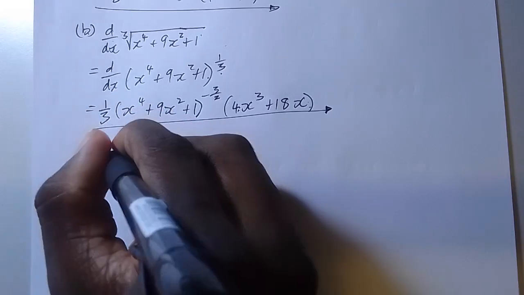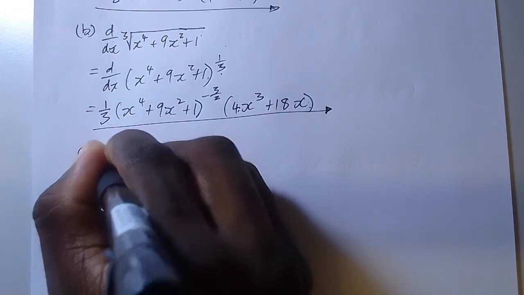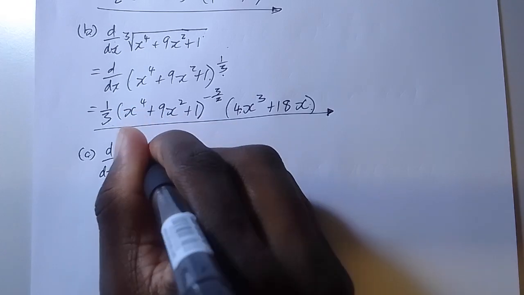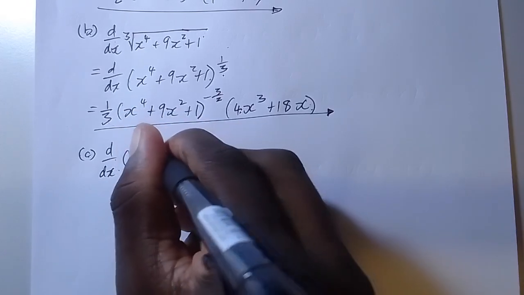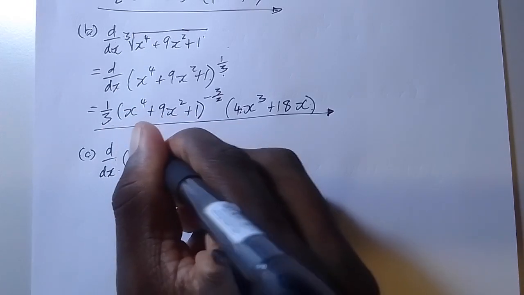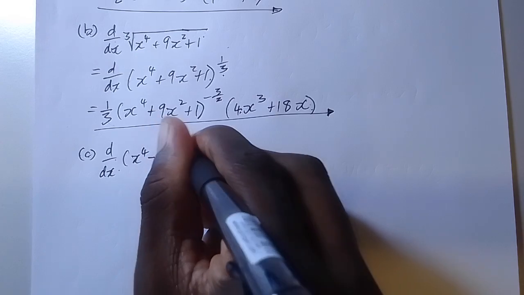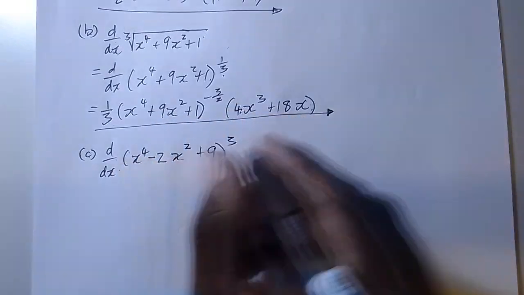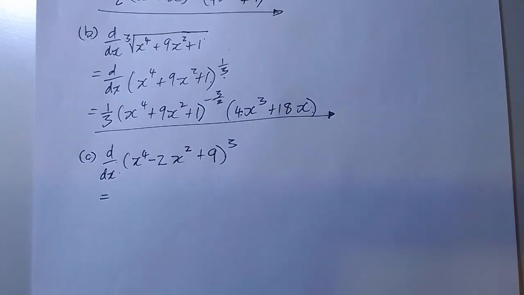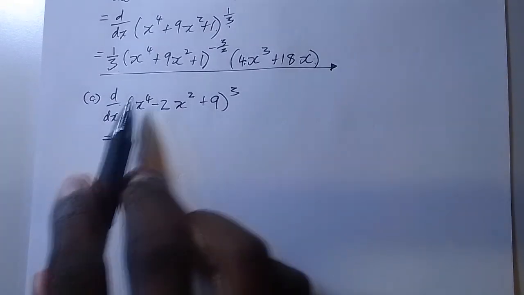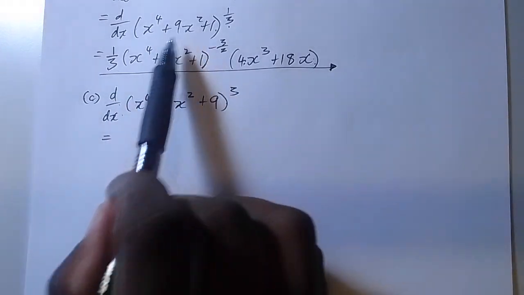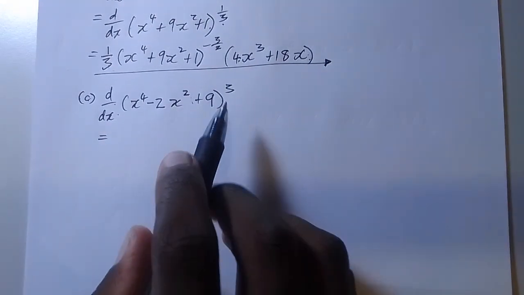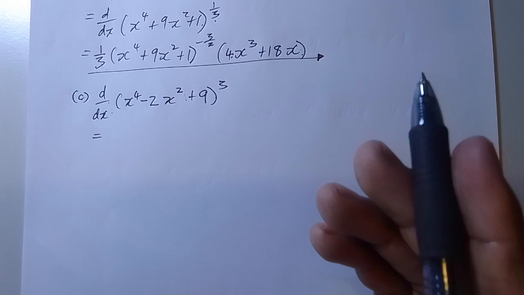Right, we're doing C now. We need to find the derivative of x to the fourth. Hey, why is it only x to the fourth? Actually, let's make it x to the fourth minus 2x squared plus 9, all to the third power. For this derivative, we don't need to change the square root or anything because we don't have a square root. We find the derivative of the outside function, sorry.